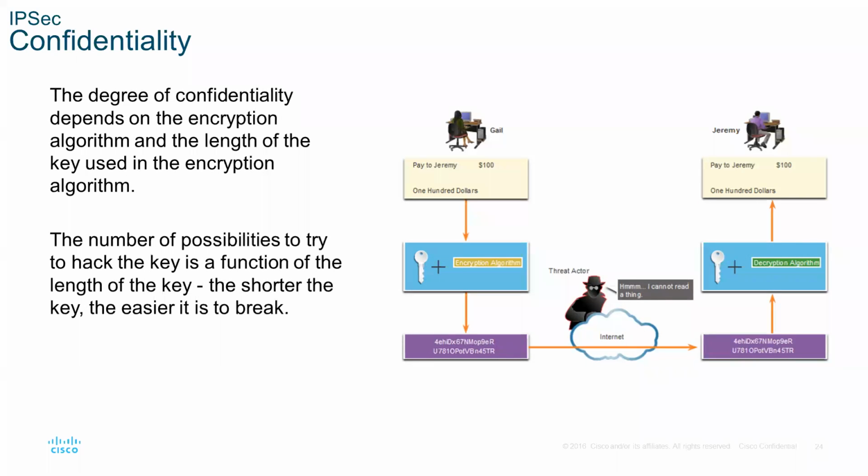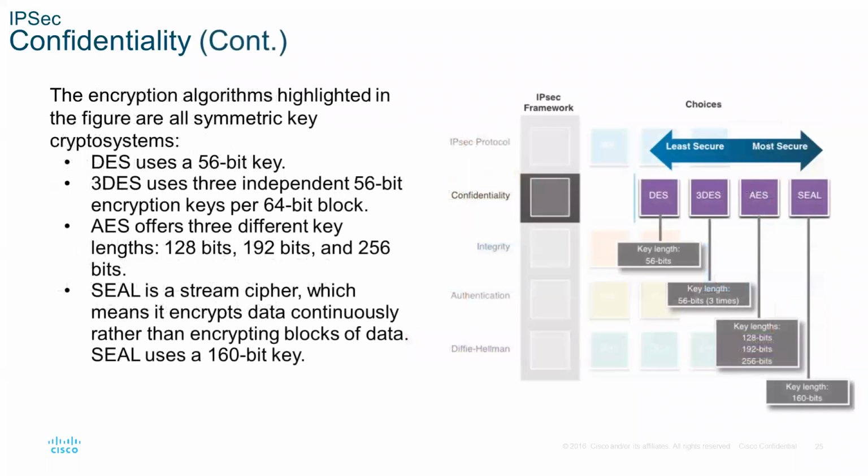This is dependent on the encryption, but basically we're hiding the message. So we're encrypting it so that the message cannot be read while in transit. The shorter the key, the easier it is to break the encryption. So we have a combination of standard encryptions, and these use different key strengths.